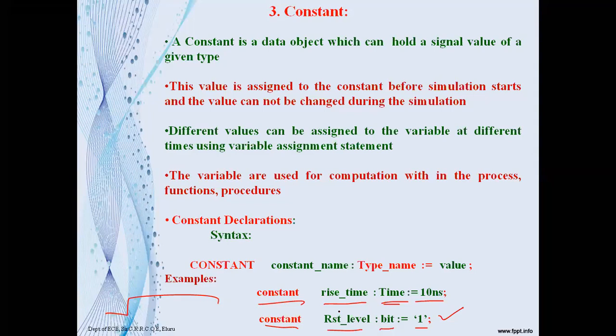So these are all the basic data objects: file, signal, variables and constant.